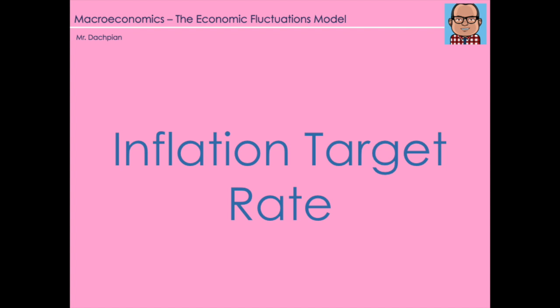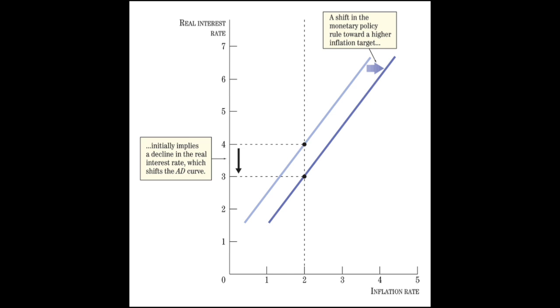A higher inflation target requires a higher level of spending and a lower interest rate. This will shift the AD curve to the right, which is illustrated here. On the other hand, a lower inflation target requires a lower level of spending and a higher interest rate. This will shift the AD curve to the left.